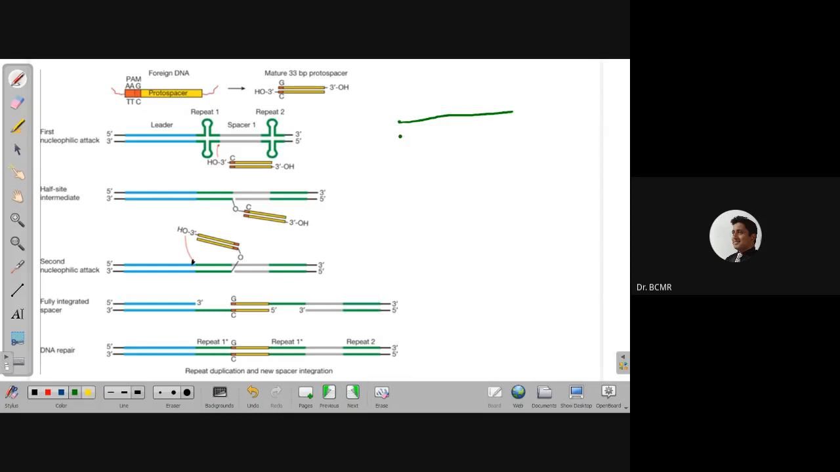Let's see. Let me draw. Sorry. Assume that this is the repeat sequence somewhere around here in between. I'm not drawing it absolutely to scale. Last time I took time to describe that. So assume that the middle region is the repeat.